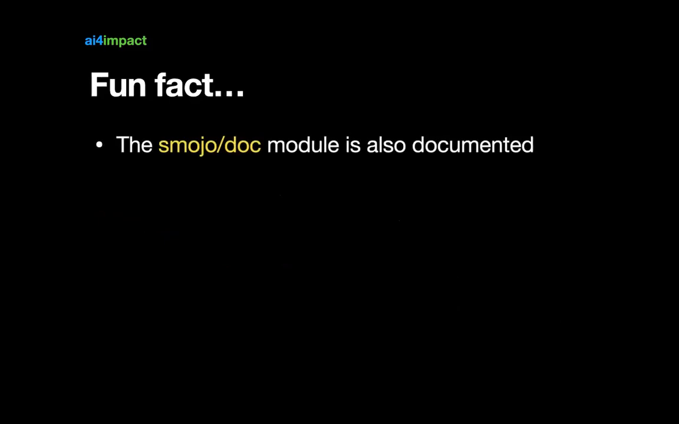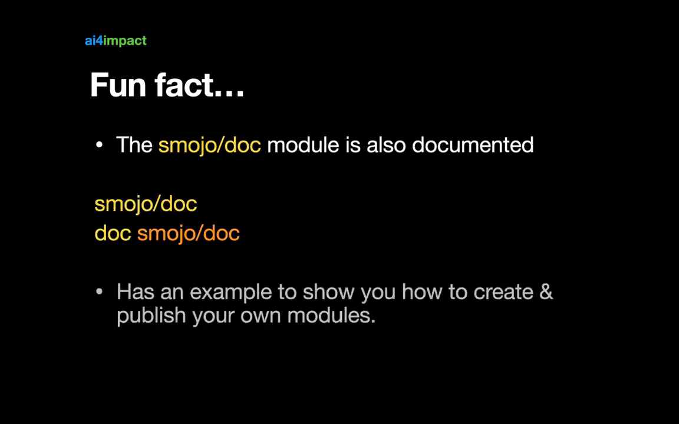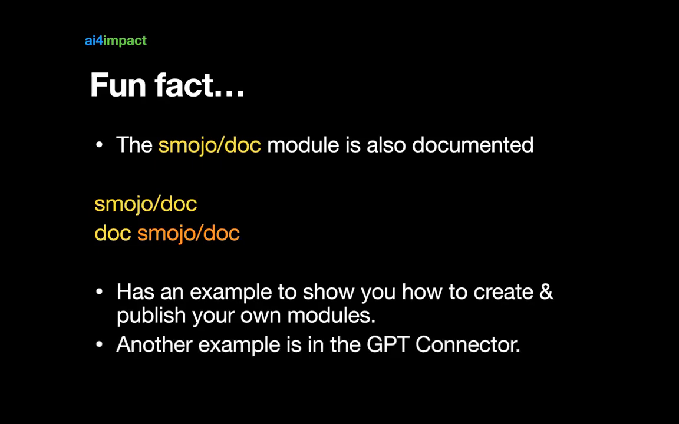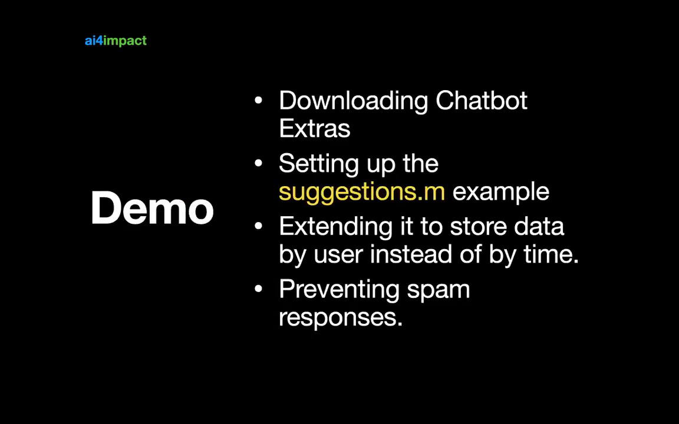So the smodjo/doc module is also, by the way, documented. It documents itself, and you can look at the documentation. It's quite extensive. So it's smodjo/doc, then you put doc space smodjo/doc, and that will give you all the words that are supported in the documentation. And it also tells you how to build and document your own cloud modules. There's an example there that you can just copy and paste and fiddle around with. Another example of creating a cloud module is actually in the GPT Connector. If you look at the install client, I think it's there.